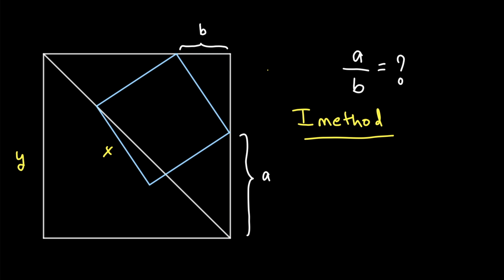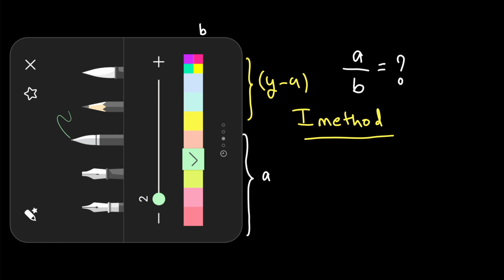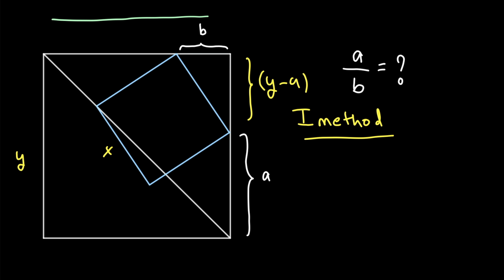Now I can see that the distance from here to here is also going to be equal to y. This much distance is already equal to a. Therefore, the remaining distance, from here to here, would have a value longer minus the shorter, that is y minus a. Similarly, the distance from here to here is equal to y. This much distance is equal to b. Therefore, the remaining distance, from here to here, would have a value y minus b.